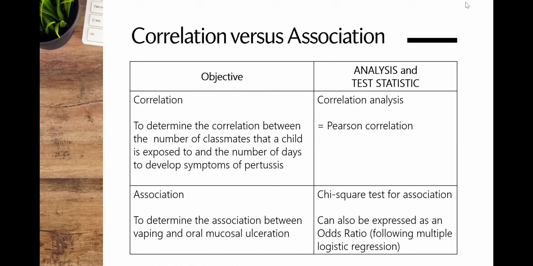The other example sounds a little different. To determine the association between vaping and oral mucosal ulceration. And all at once, it makes sense that it's either vaping and not vaping, and then with ulceration, without ulceration. Of course, you can do a chi-square test for association, but this one can also be expressed as an odds ratio following multiple logistic regression. So we'll look at that later.